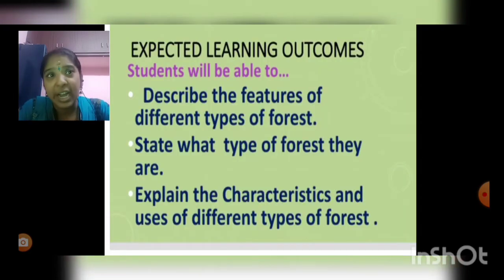The expected learning outcomes. Students, you will be able to describe the features of different types of forest, state what type of forest they are, and explain the characteristics and uses of different types of forest.